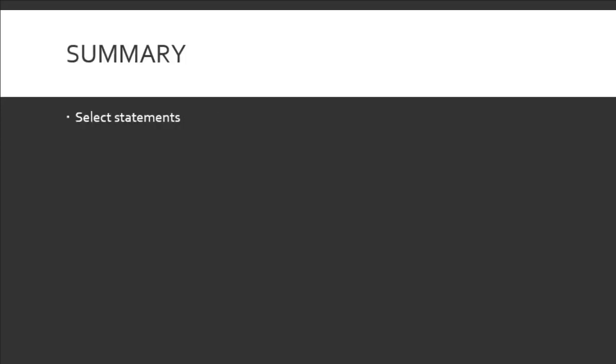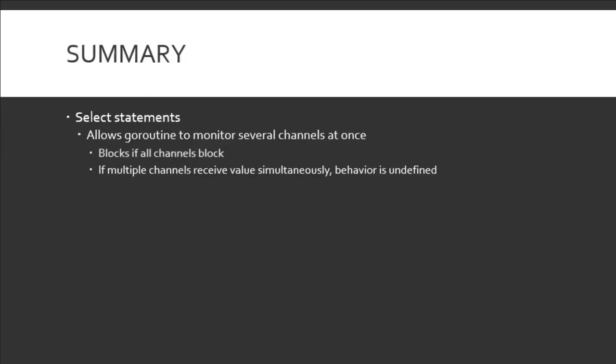And finally, we talked about select statements, and how they work kind of like switch statements, but they work only in the context of channels, and how they allow a Go routine to monitor several channels at the same time. Now, if all channels are blocked, so if there's no messages available on any channel, then the select statement will block by default. And then when a message comes in, it will go ahead and process that on the proper case.